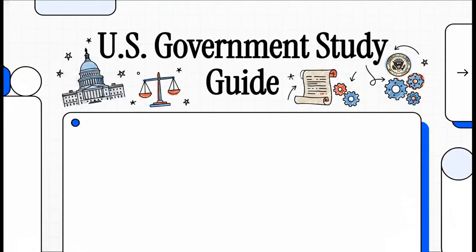Welcome back, focused learners. Today, we're diving into a comprehensive explainer that serves as your ultimate study guide for the US government. Whether you're gearing up for a huge civics exam, or honestly, just trying to make sense of the systems governing our daily lives, you are in the exact right place. We're going to take this massive, sometimes confusing topic, break it down, and make it completely accessible.